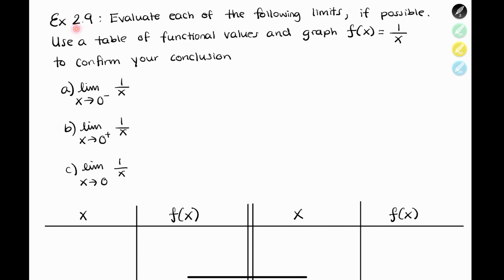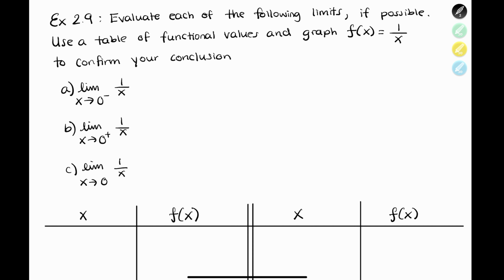Now let's look at example 2.9, and it says to evaluate each of the following limits if possible. Use a table of functional values and graph f of x is equal to 1 over x to confirm your conclusion. So A, we have to find the limit of 1 over x as x approaches 0 from the left-hand side. Then we have to find the limit of 1 over x as x approaches 0 from the right-hand side. And then we have to find the real total limit of 1 over x as x approaches 0.